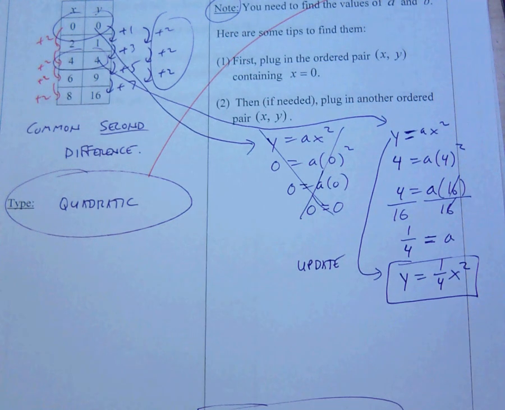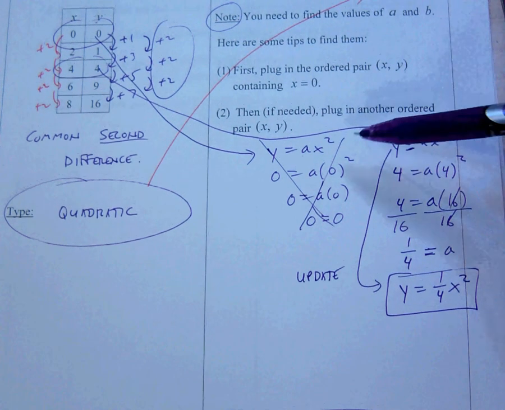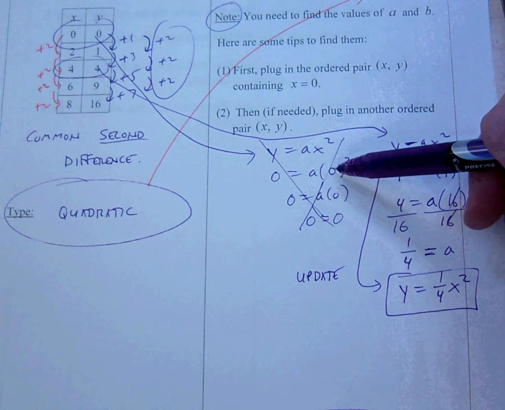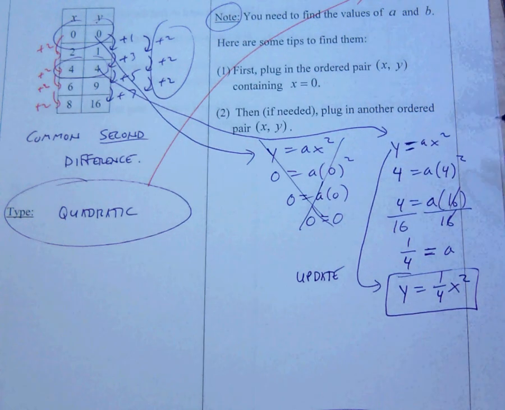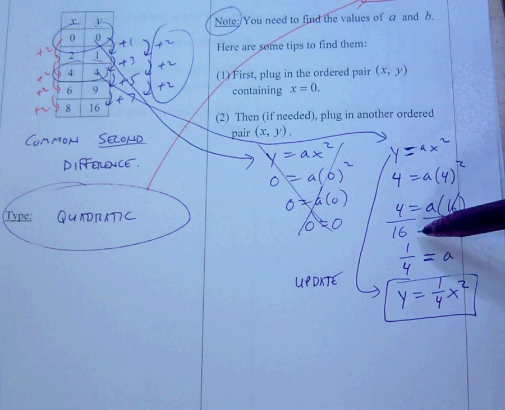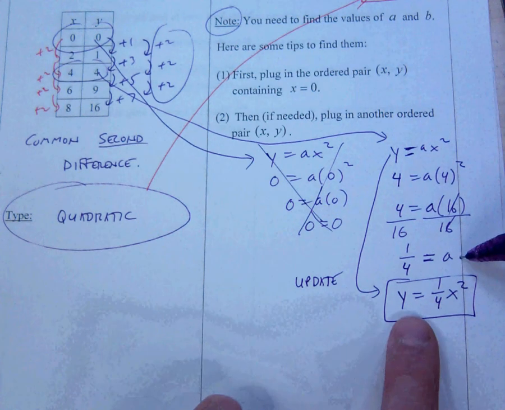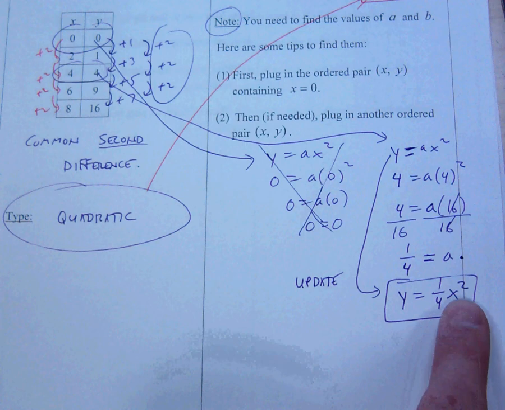Ready? Well, stop a minute. Does everybody see what I did here? I always start with the point 0, 0. That didn't give me the value of a because you ended up with 0 equals 0, which doesn't help me. Then I picked a different point like 4, 4. When I plugged that in, I was able to figure out what a is. So once I had a, I just wrote my equation: y equals my a, which is 1/4, times my x squared. Is that clear?